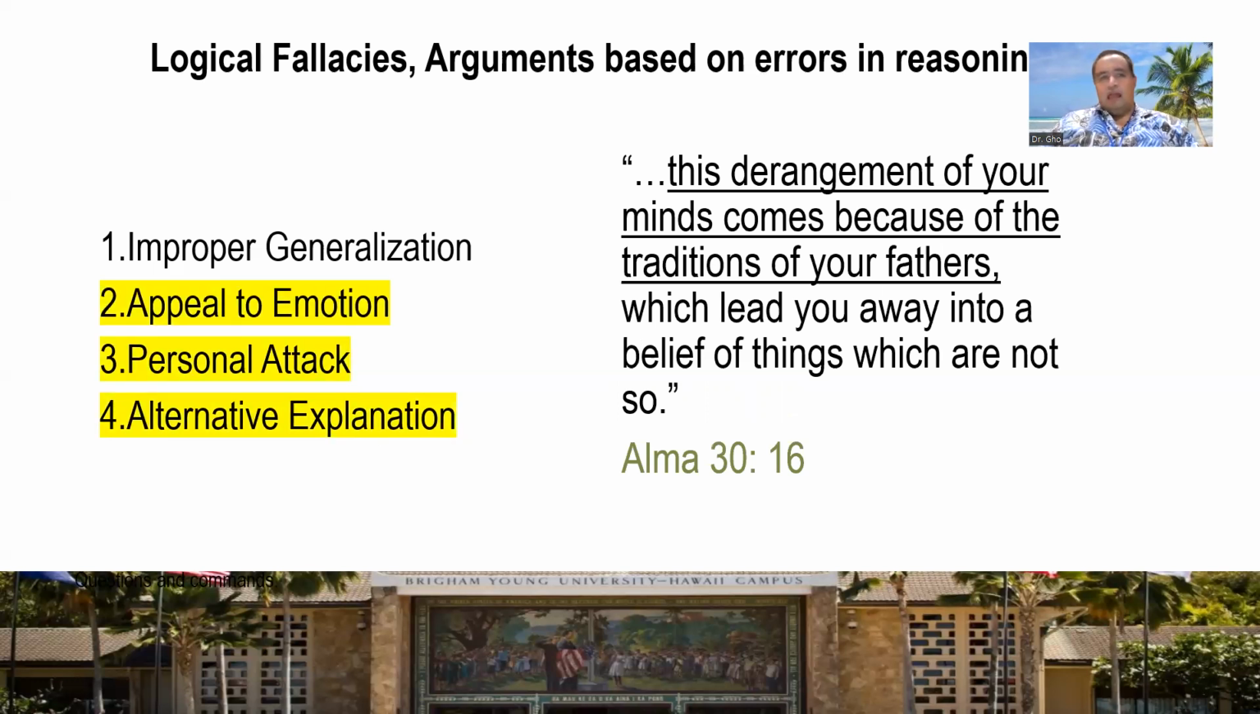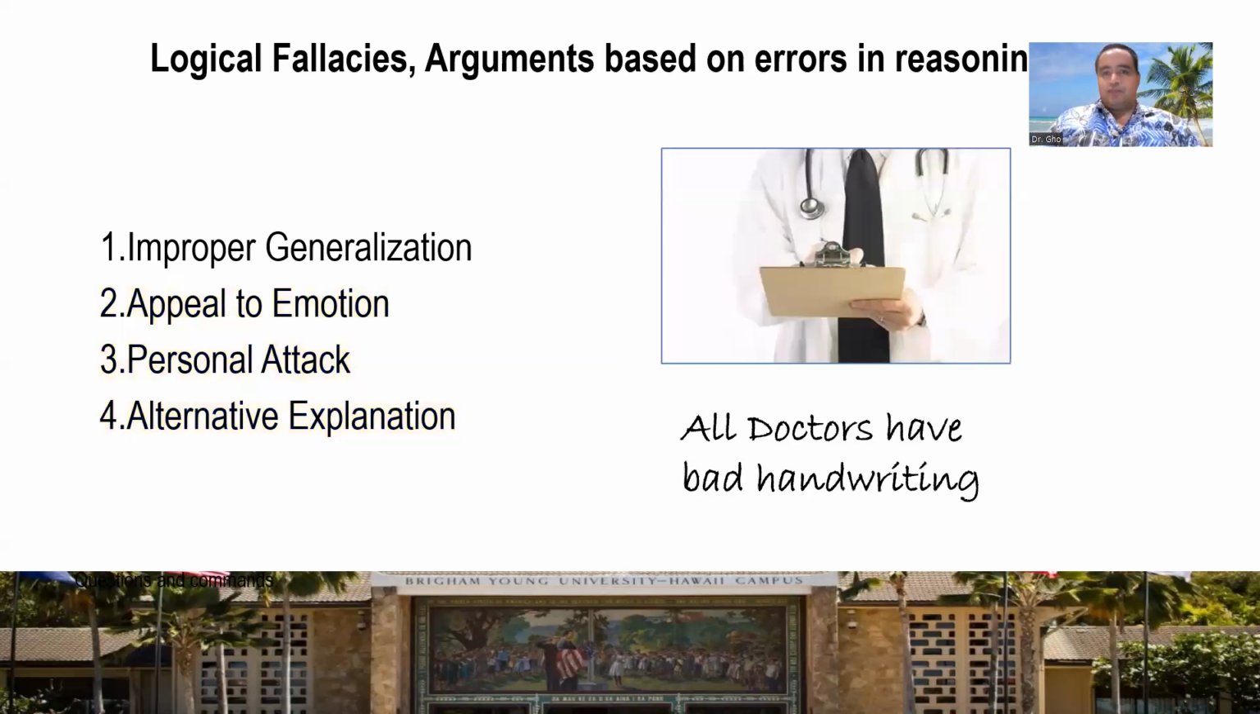So here, Amulek has three different fallacies: appeal to emotion, personal attack, and alternative explanation. His explanation is that it's a tradition of your fathers, when actually truth is truth. But that was the explanation that he was giving. Personal attacks, derangements of minds. That's not a very kind way to talk to somebody. And personal attacks can also appeal to emotions as well, as they do in this example.